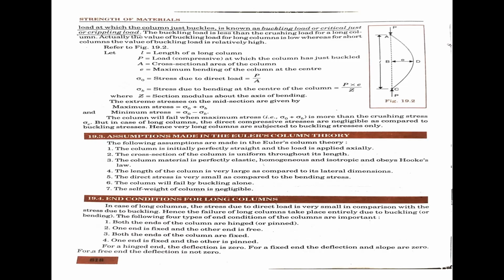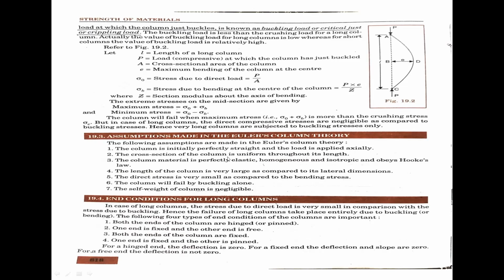The first point I have to read: the column is initially perfectly straight, and the load is applied axially. That is the first condition, the first assumption for Euler's column theory. Second point: the cross section of the column is uniform throughout its length.